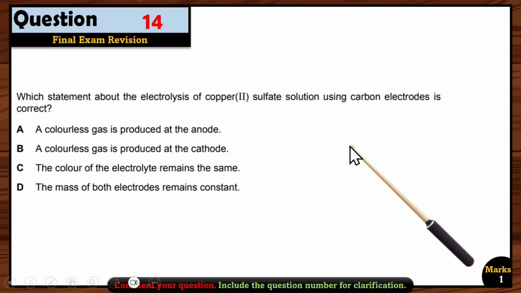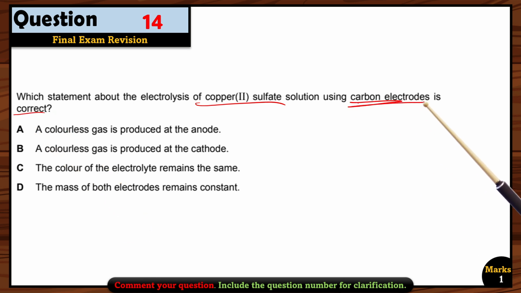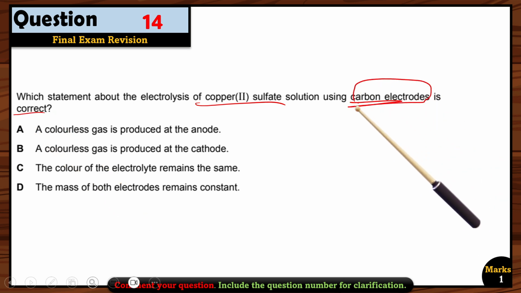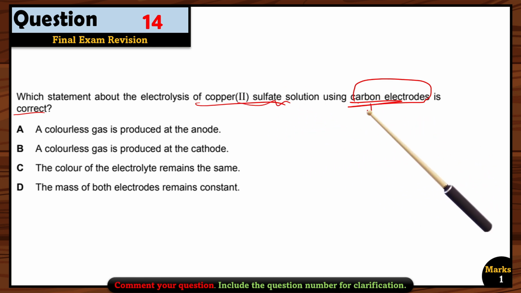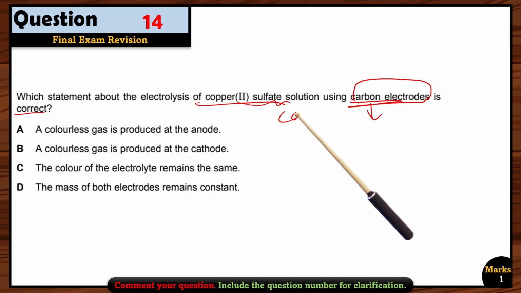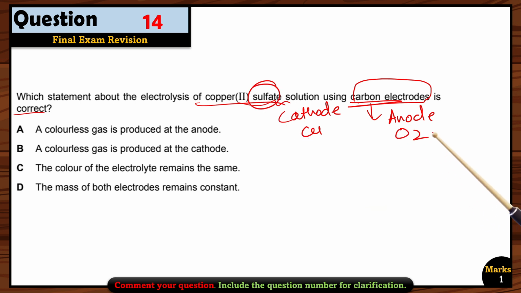Question 14. Which statement about the electrolysis of copper sulfate solution using carbon electrodes is correct? Be very careful whenever you see the carbon electrode or another electrode, because sometimes the answer will change for copper sulfate according to the electrode. I will tell you in the next questions, we will see that. Now electrolysis of copper sulfate is taking place. First you have to remember, at the cathode what will we get? We will get copper, of course, right? At the anode, from copper sulfate, you are going to get oxygen. So now let's see what the options are.